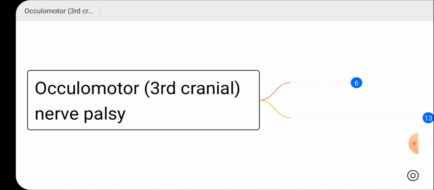In this video, we will recap on oculomotor or third cranial nerve palsy. We will discuss the anatomy and clinical manifestations of third cranial nerve palsy. Anatomy.